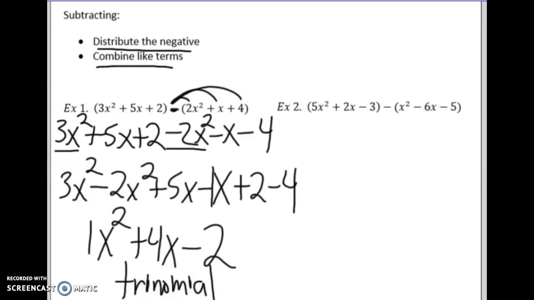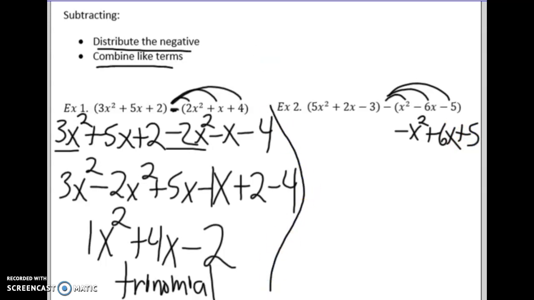Let's take a look at this one over here where we have a negative in between the two parentheses, in between the two trinomials. My job is to distribute. Now this time there are some negatives here, so that's going to have an impact. It's going to be a negative x squared, but a double negative, a negative times a negative 6 is a positive 6x, and a negative times a negative is a positive 5. So it makes every sign its opposite. Remember, nothing happens to the polynomial up front, so 5x squared plus 2x minus 3.